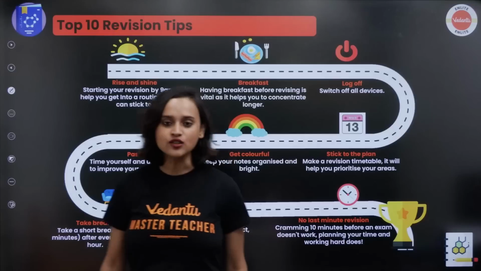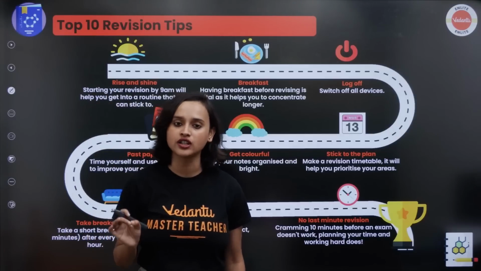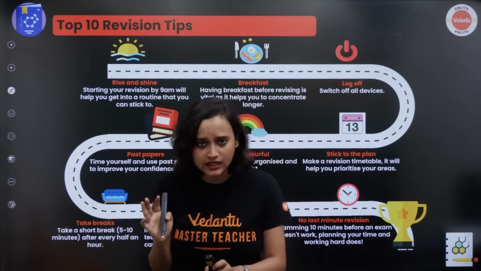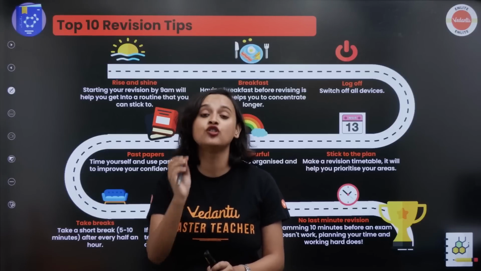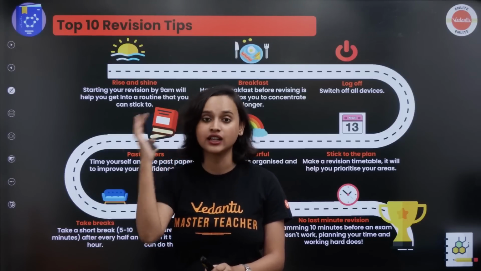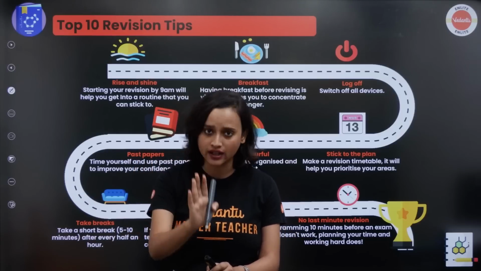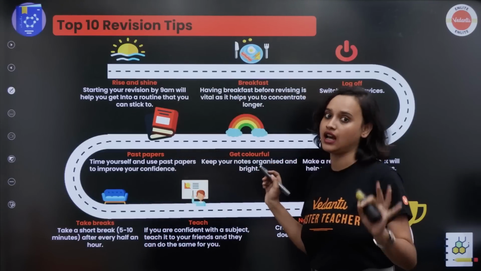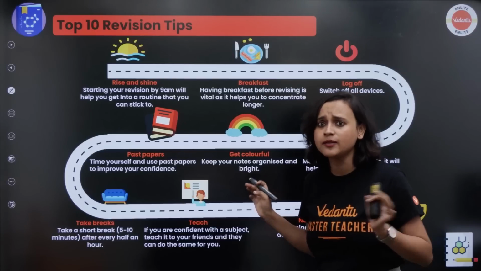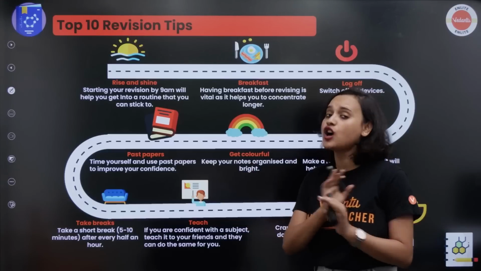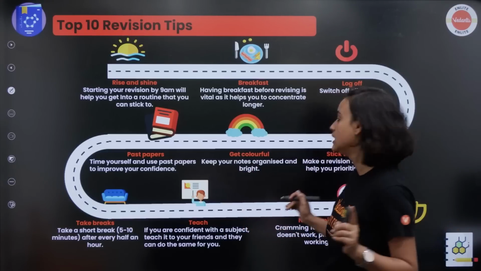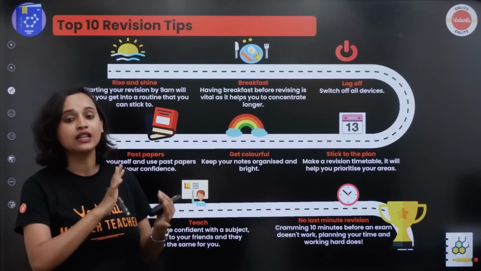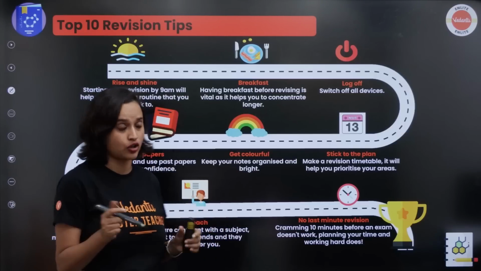And with this note, the last top 10 revision tips I'm going to tell you. Firstly, rise and shine. A lot of people say this, but I am not asking you to wake up early. If your mind works better in the evening or night, do that. Sleep well. Have your breakfast, don't skip any meals, not a single meal. Don't think you have no time and so skip a meal. Never do that. Log off: switch off all your devices, your phone, your laptop, everything.